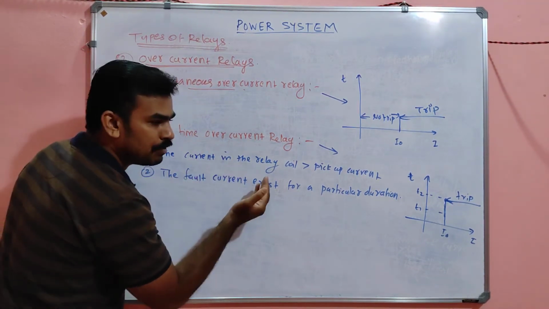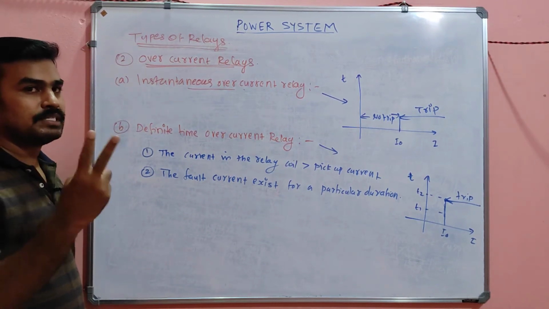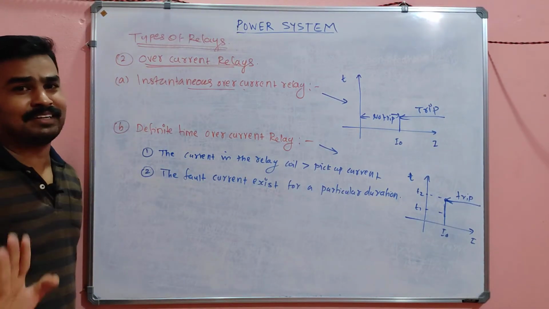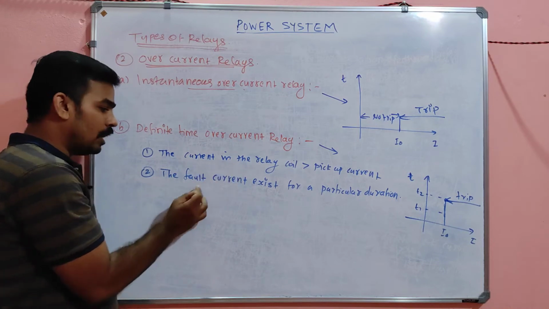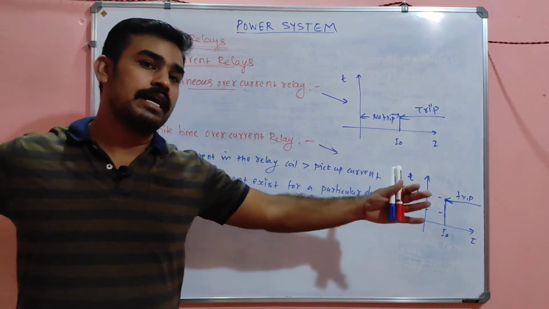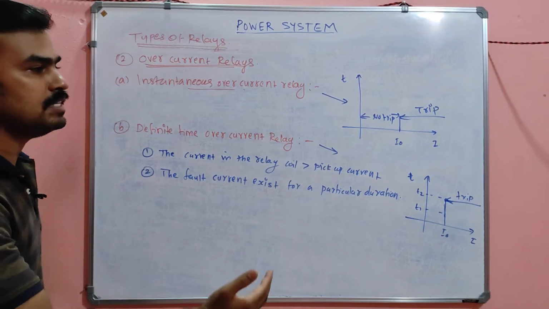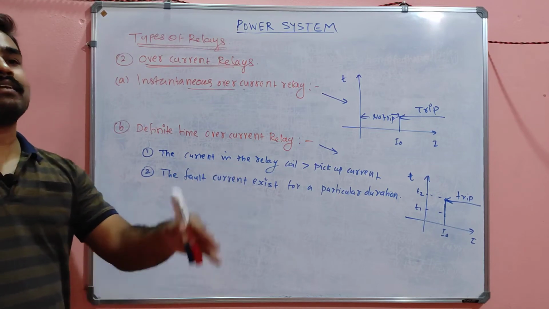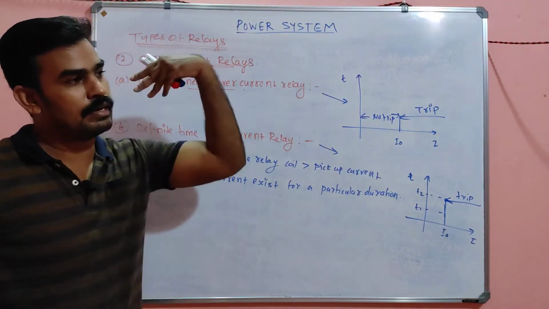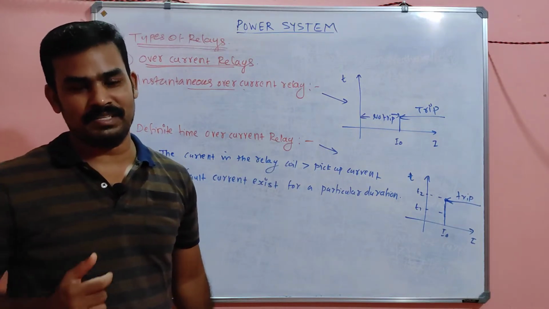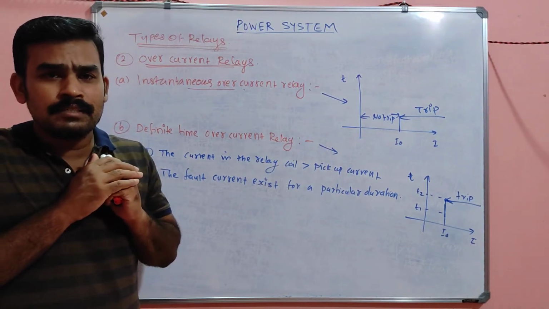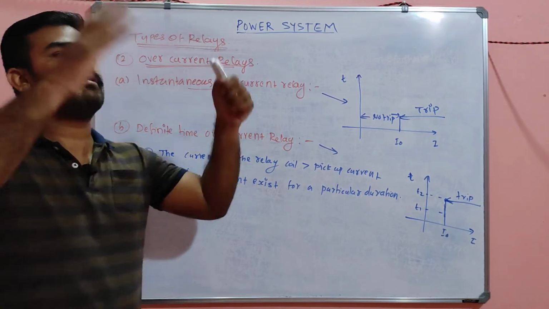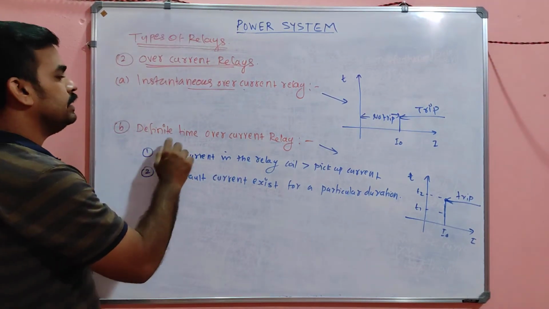So definite time overcurrent relay means a condition should be satisfied: the current in the relay coil should be greater than the pickup current, then only the relay will operate. And not only this condition, but also the fault must exist for a specific duration, say 3 milliseconds, 4 milliseconds, 5 milliseconds. If the fault current exists for more than the set time, the relay will trip and you can send the message. Otherwise, you have to wait until the fault clears within the specific duration of time. If it doesn't clear, you can trip your relay. That is the meaning of definite time overcurrent relay.